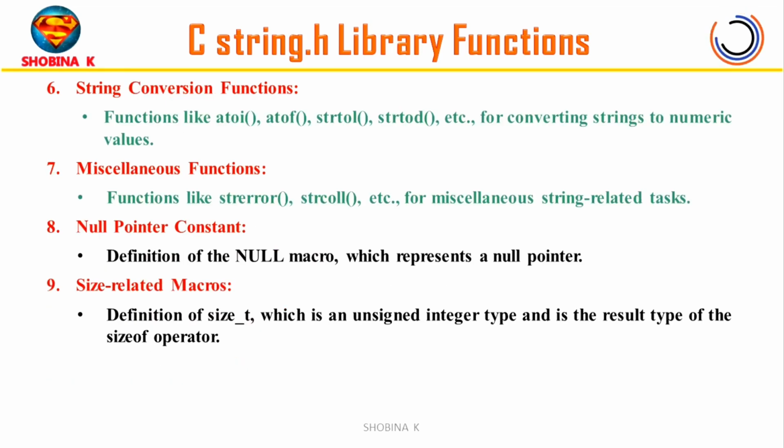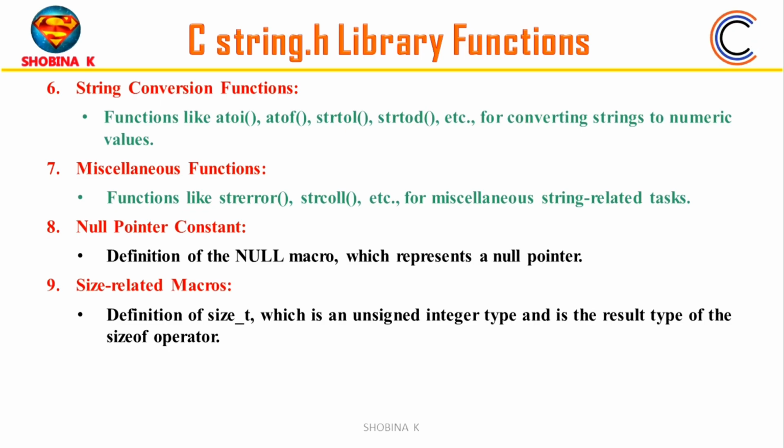The string conversion functions like atoi, atof, strtol, and strtod are used to convert strings to numeric values. And other functions like strerror and strcoll serve various miscellaneous string related tasks. And we have a NULL macro, which is a constant used to represent a null pointer. It is often used to indicate that the pointer does not point to any memory location or object.